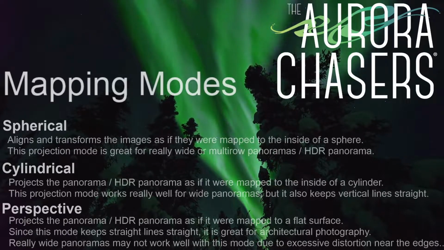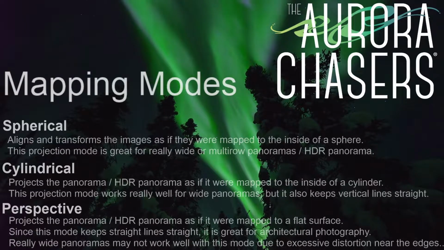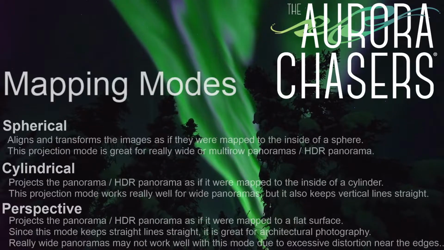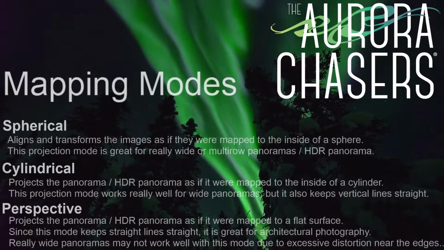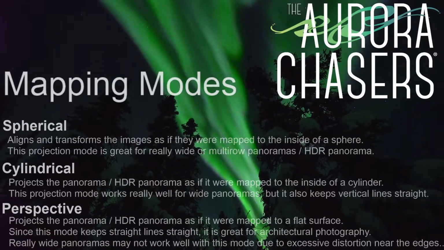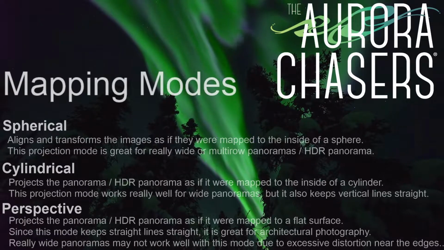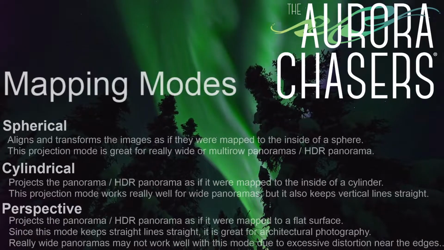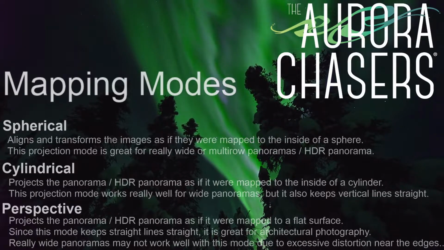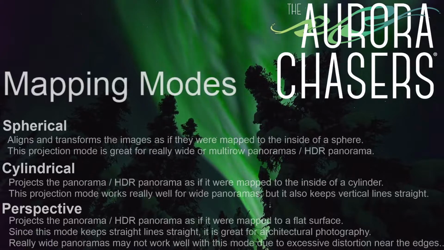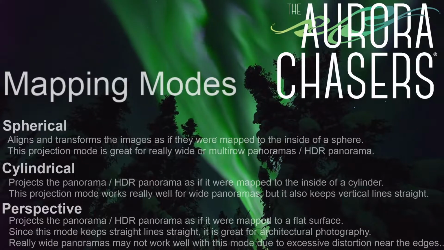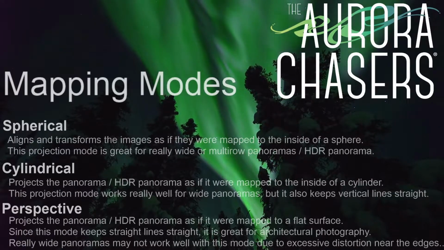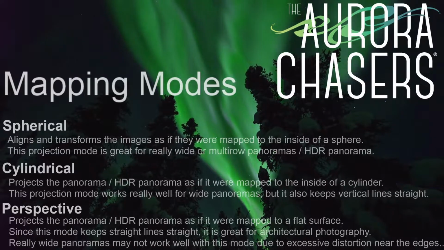Now, let me go back to cylindrical and perspective, and we'll talk about the definitions of them. Cylindrical projects the panorama, HDR panorama, as if it were mapped to the inside of a cylinder. This projection mode works really well for wide panoramas, but it also keeps vertical lines straight. So our trees are going to stay nice and straight, things like that. Really helpful in this situation. And because we didn't shoot rows of images, we only shot vertically for our pano, this is going to be the best mode to use.